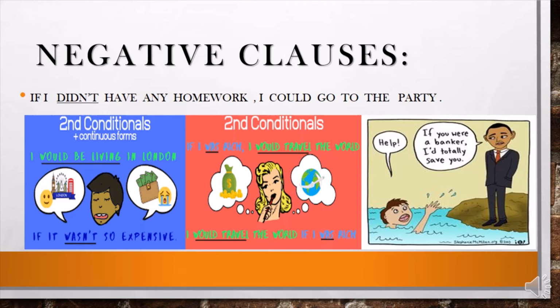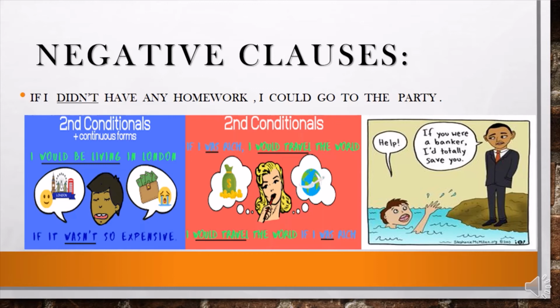Look at the first example here in the blue picture. I would be living in London if it wasn't so expensive. Now the parts are switched. So you can start with the result and then write the condition, or you can start with the condition and then write the result. So I would be living.